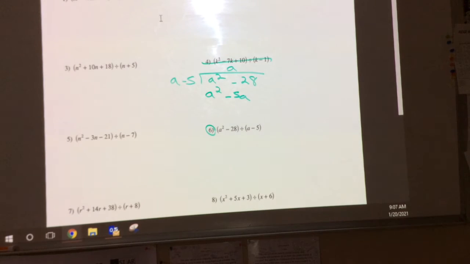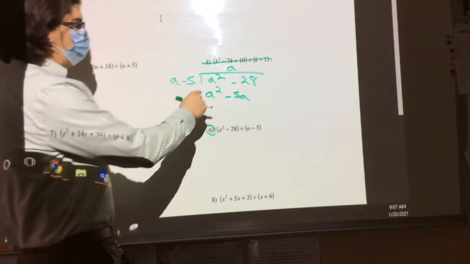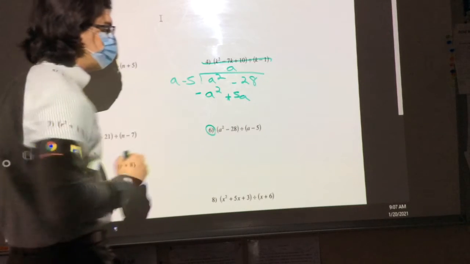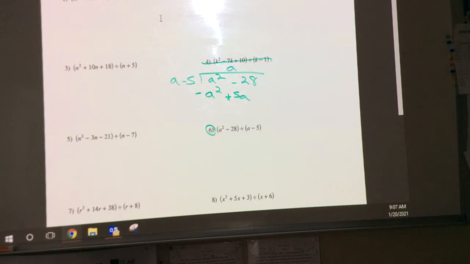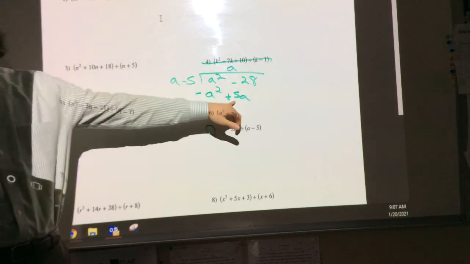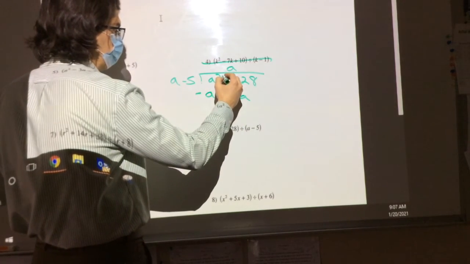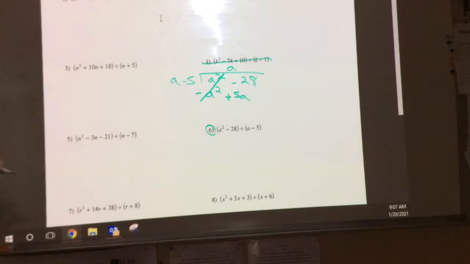Are we good with that? Now, I want you to see something, though. Do you agree that if I distribute both of these, they change to become that? Is everybody okay with that? All I did was distribute these. But what's a squared minus a squared? Nothing. It cancels out, right?